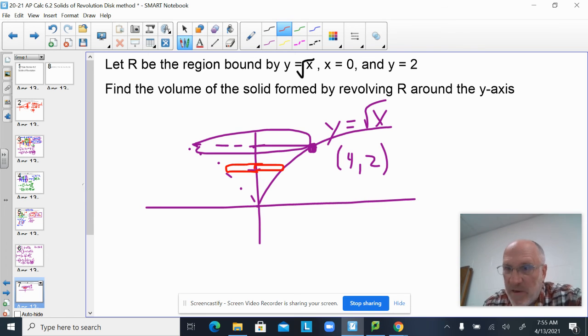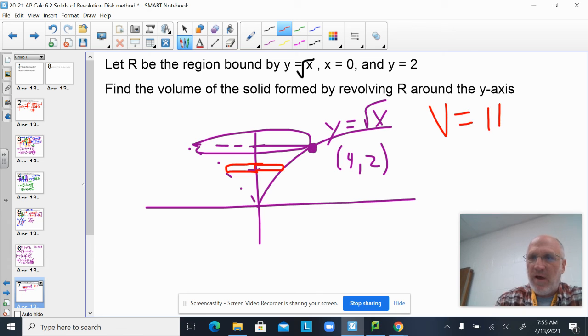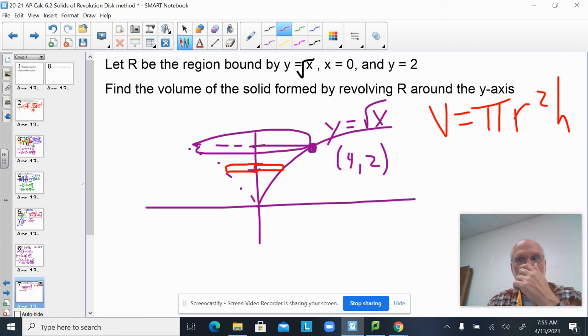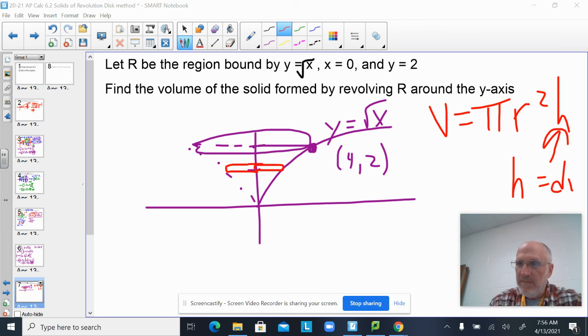Notice that the cross section three-dimensionally is still a disk. It's still a cylinder. And since my cross section is a disk, I am still dealing with the formula V equals pi r squared h. That hasn't changed. But let's figure out what does change. Let me talk to you about h. H is the height of a typical disk, the thickness of the cylinder. Before, the disks looked like this, and so my height was the thickness, which was dx. Now I've turned this way, so it's the change in y. So my height is now dy, not dx.